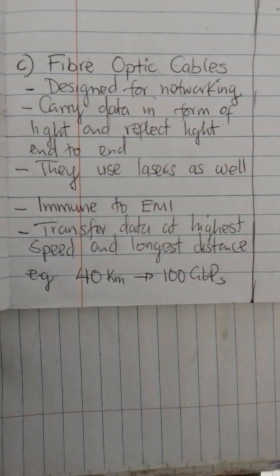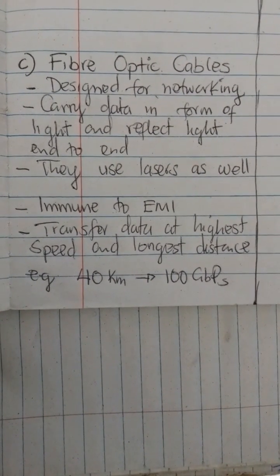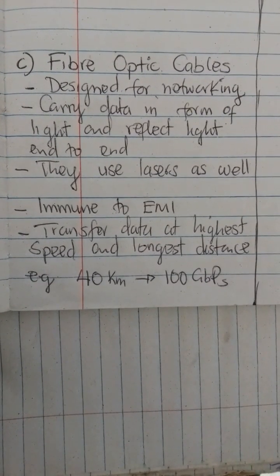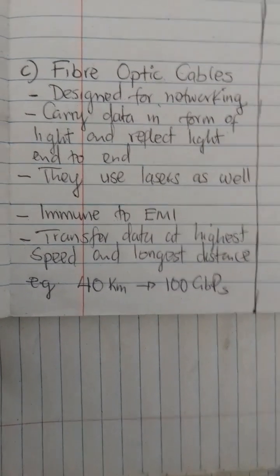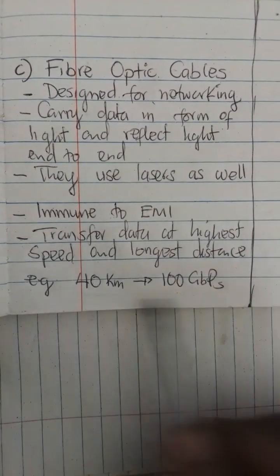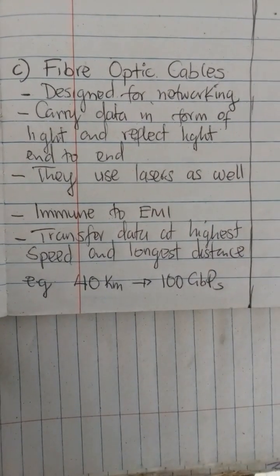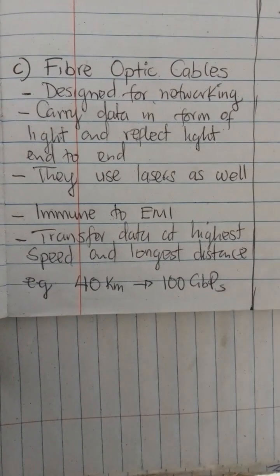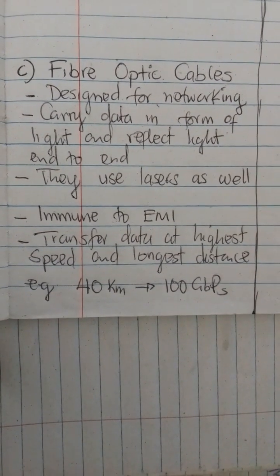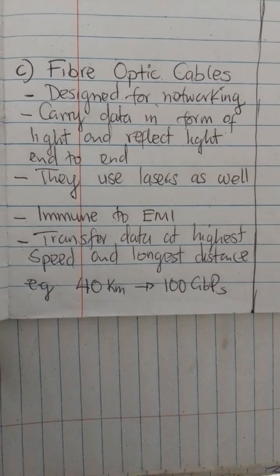If you want fast internet, this is where to go. Go the fiber optic cable route, because this is really good. 40 kilometers and transferring at 100 gigabytes per second. This is so fast. So this is what you need to know in general about fiber optic cable.